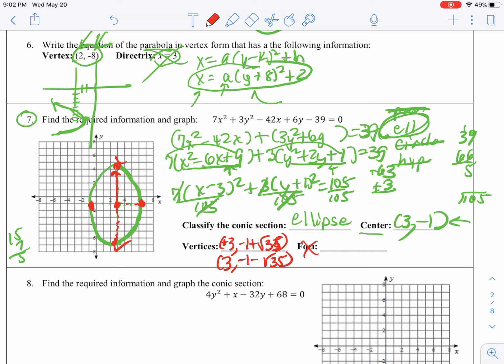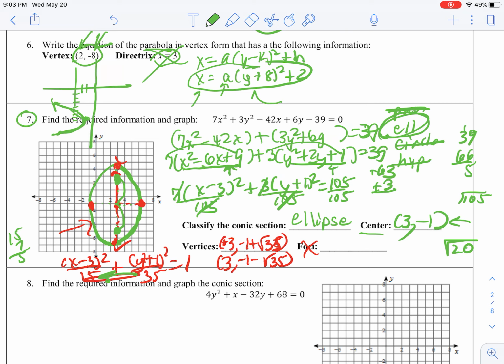The foci you wouldn't be responsible for naming next year in calculus, but if I needed to for some other course, this is all we would need to know for calculus: the center and the shape. But if I wanted to get my foci to land inside on my major axis somewhere, I would subtract these two numbers. 35 minus 15 is 20. And then I square root that, and I would move up from here square root of 20 and down square root of 20. And you can see that on the answer sheet.